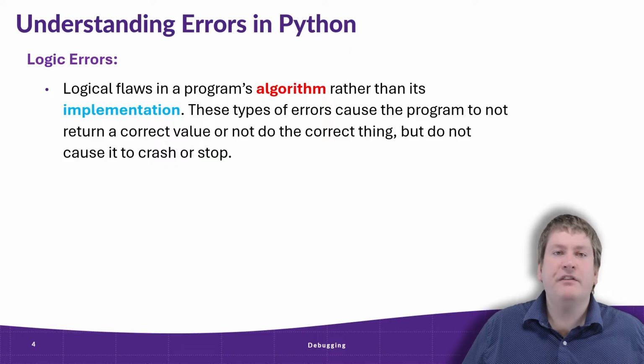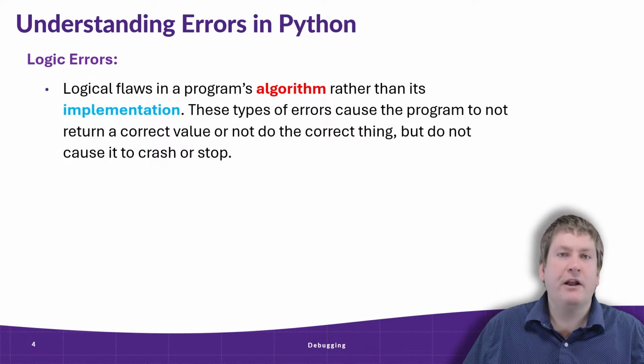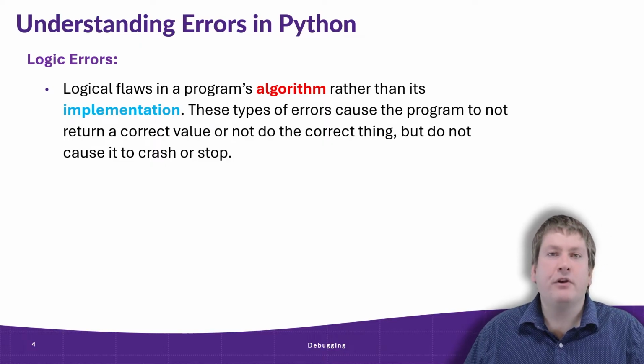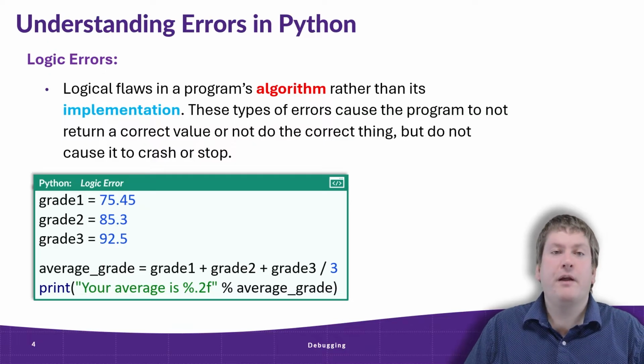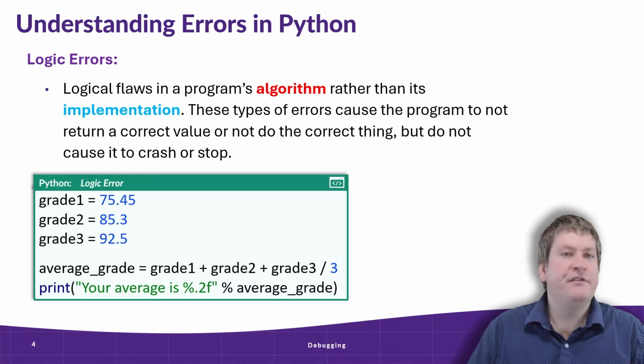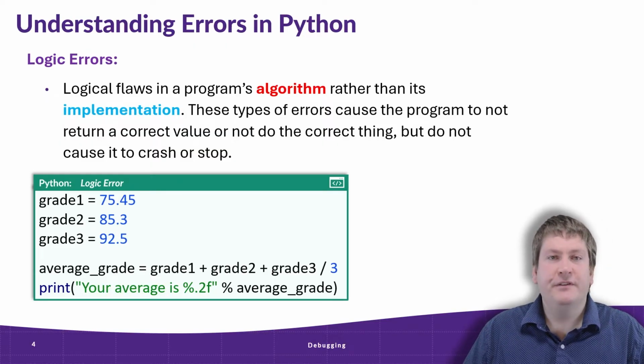These types of errors don't cause the program to crash or return an error. Instead, they make the results of the program incorrect, or the program doesn't do the correct thing. And here we have a little example. What this program is trying to do is take 3 grades, stored in grade 1, 2, and 3, and calculate their average, and store that in average grade, and then return the result.